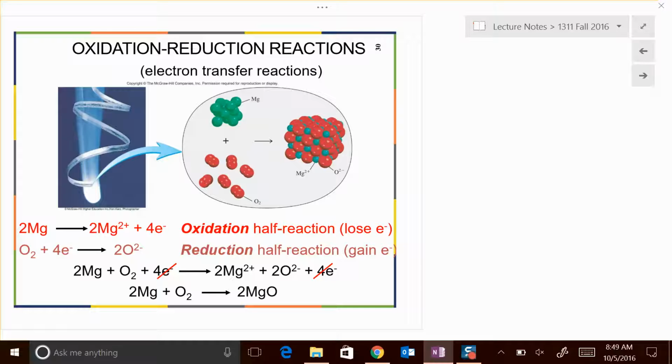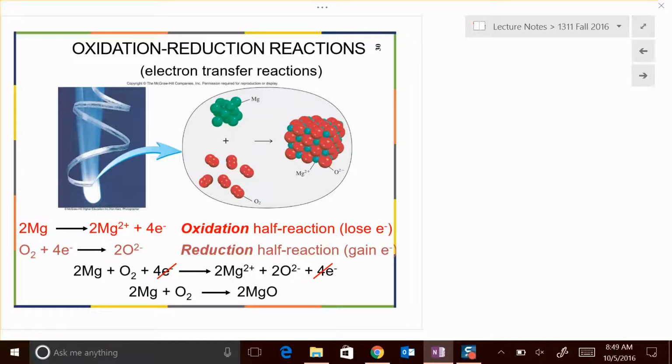Okay? In oxidation reduction, something is losing electrons and something is gaining electrons. You always have to be able to account for all of your electrons. They don't just go away or disappear. They go somewhere. Okay? So we have to be able to follow them.